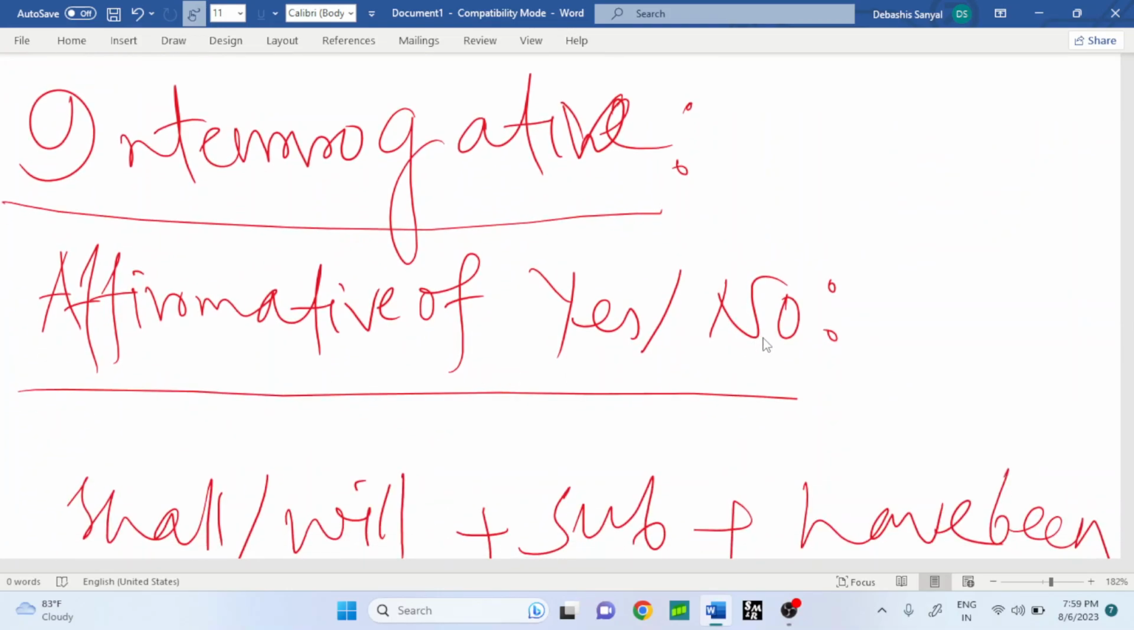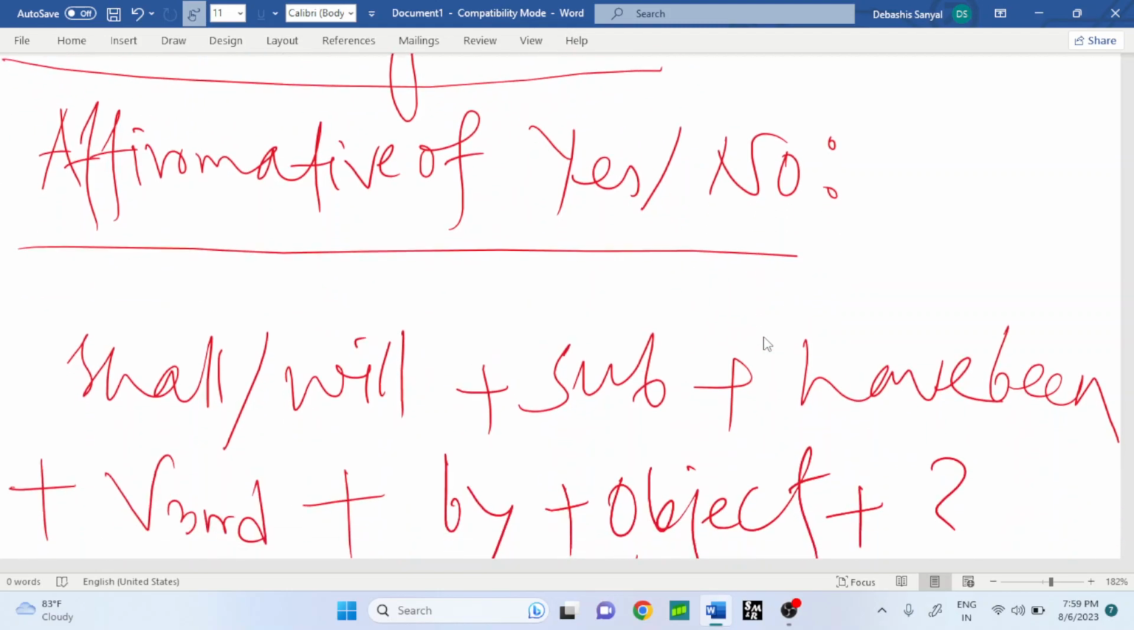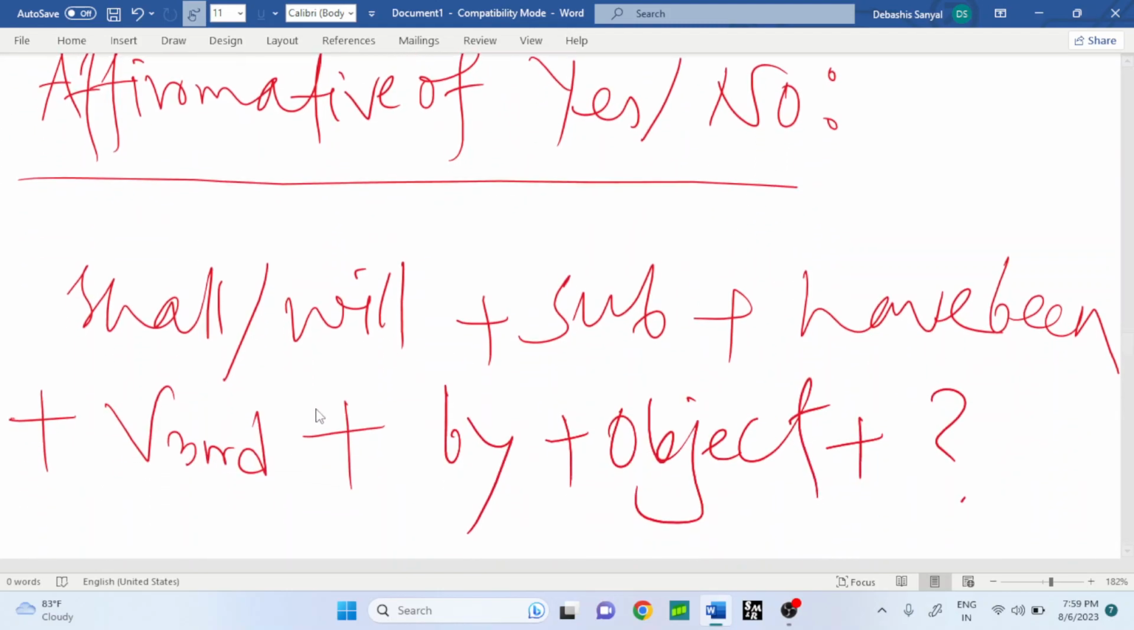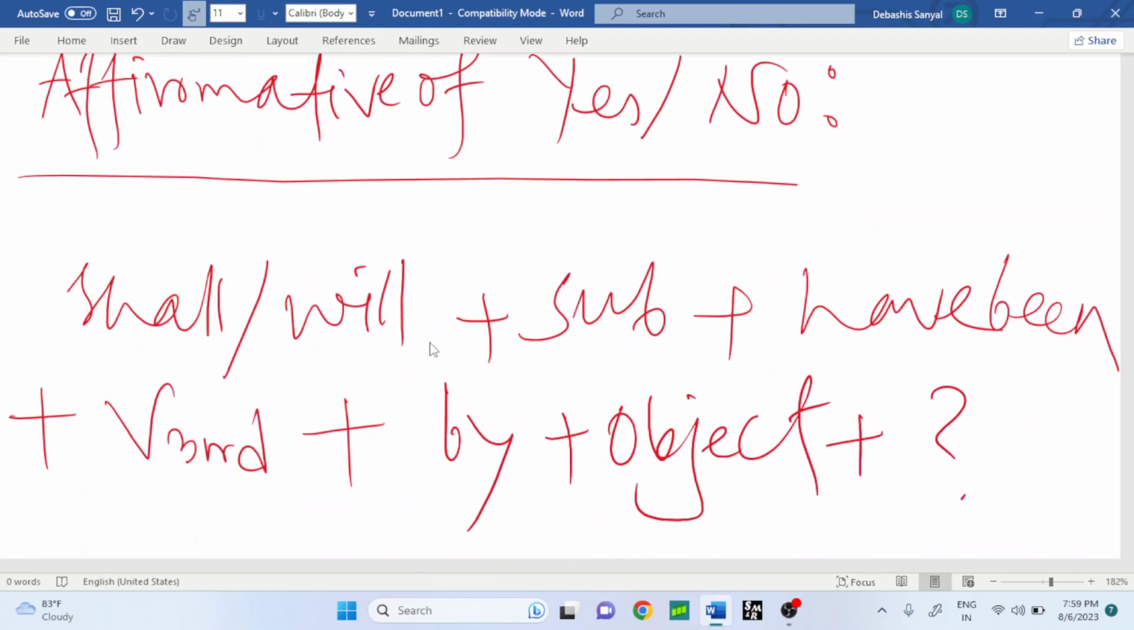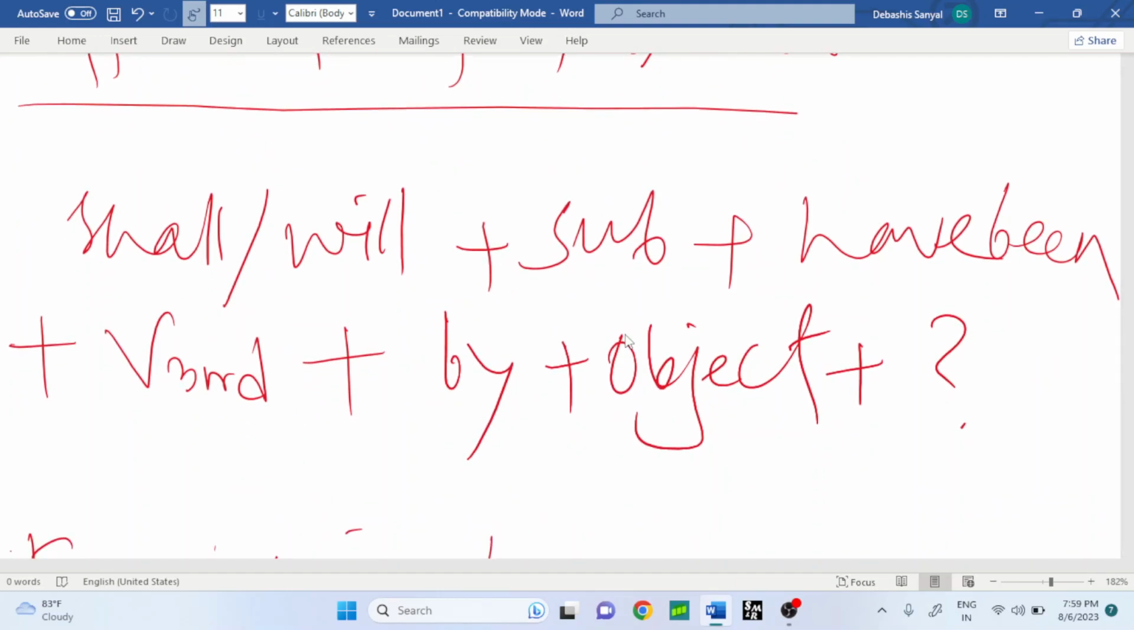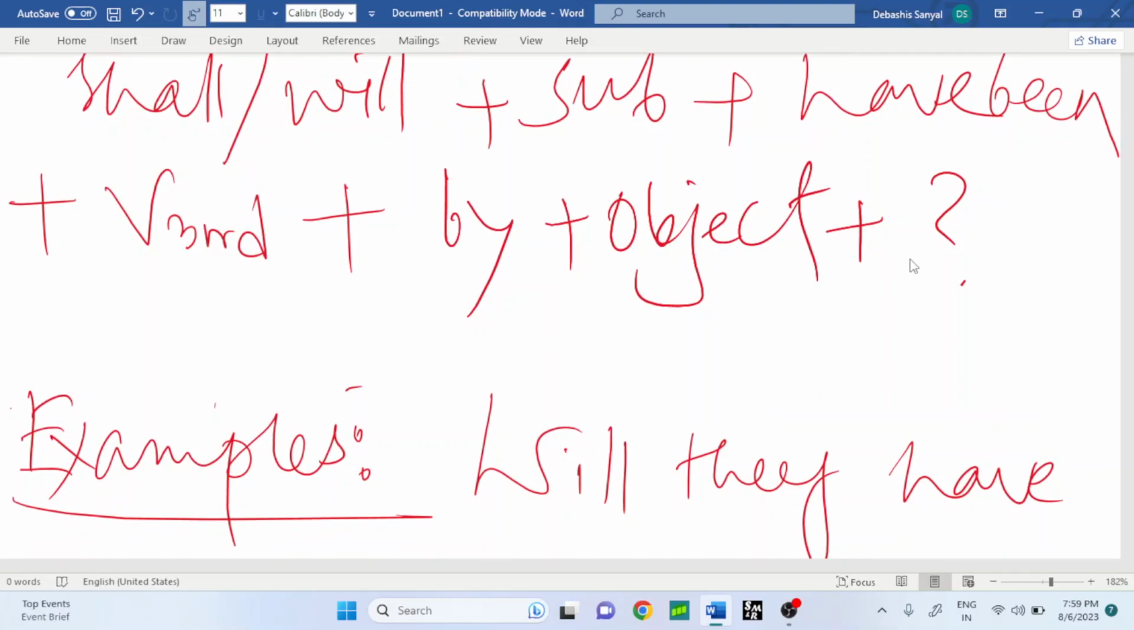Interrogative sentence, affirmative of yes-no type question. I have already discussed the definition of yes-no type question and the definition of WH question, and this is all about yes-no type question, and how it is used in the passive of future perfect tense, in an affirmative sentence. See the structure. Shall or will is to be placed to start the sentence. Then the subject, have been, third form of the verb, by, object.